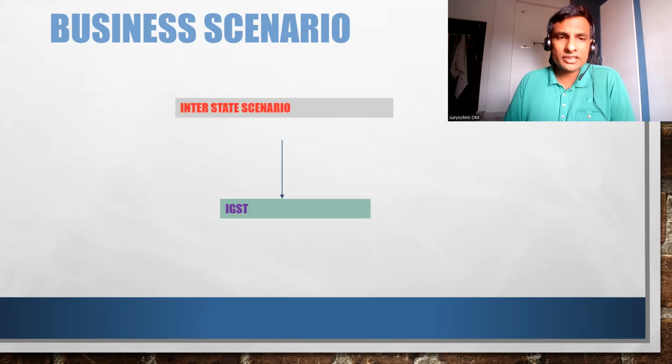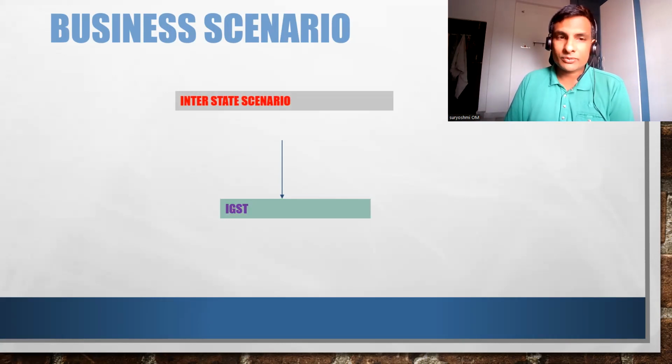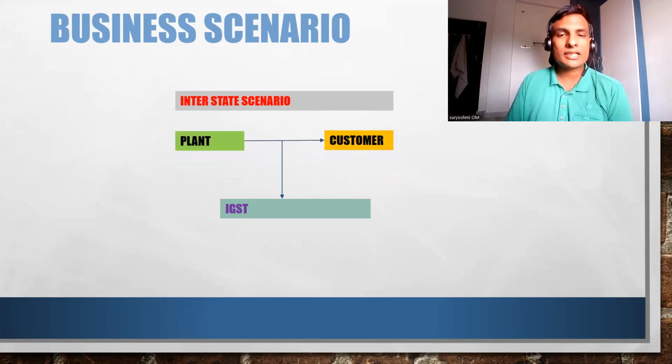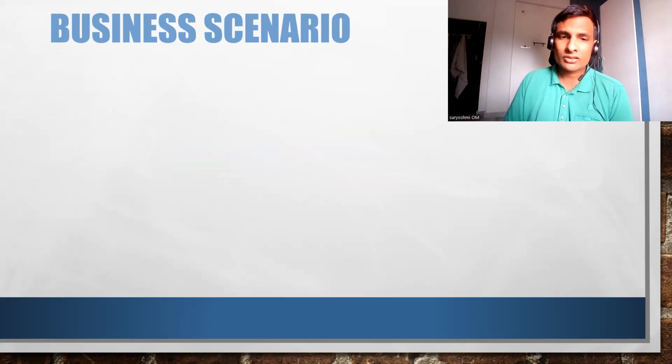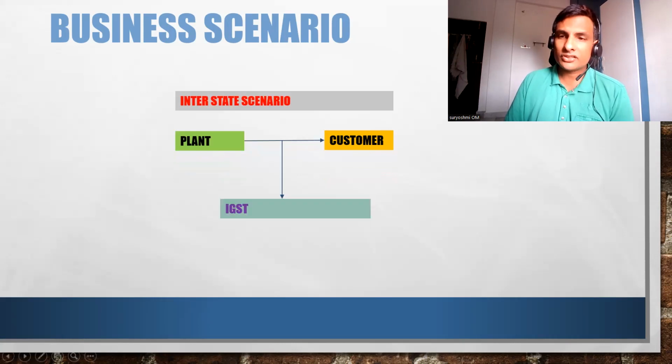Now see this interstate scenario. In the interstate scenario, your plant belongs to Hyderabad and the customer belongs to maybe Mumbai, Karnataka, other than Hyderabad, other than Telangana. That will be applicable. This is called IGST, integrated GST. This is fully collected by the central government and will be applicable as IGST. So this is for a different state.